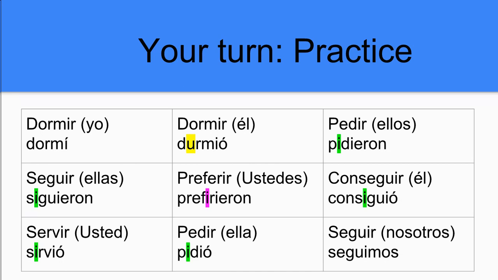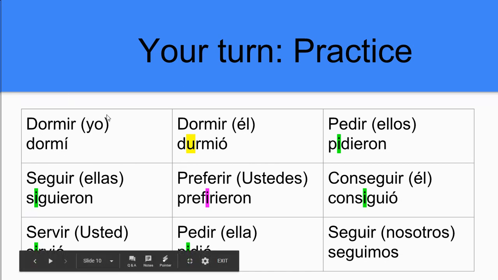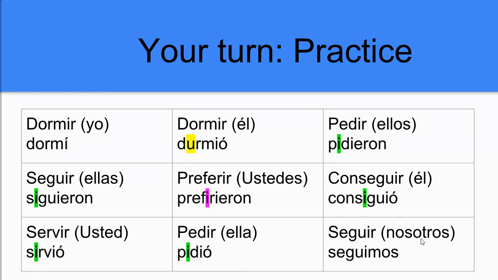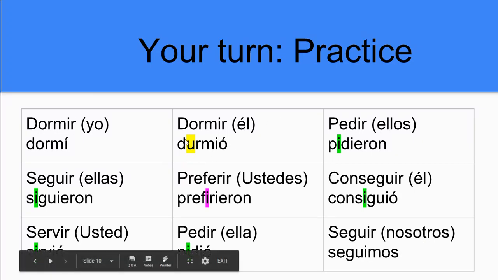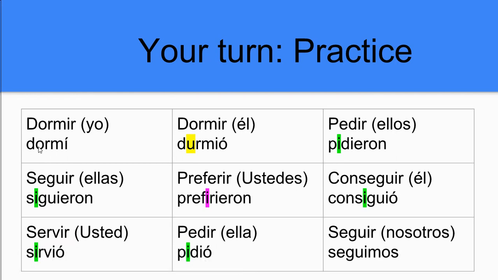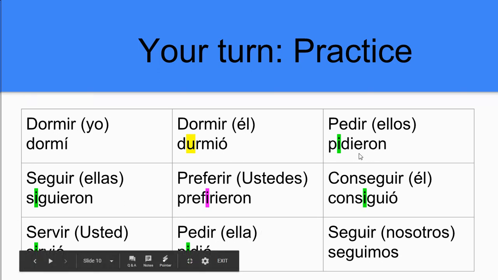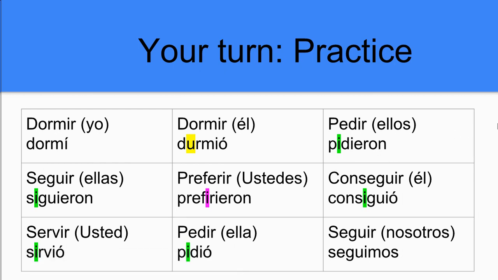Great job. Hopefully you recognize that dormir with the yo and seguir with the nosotros are the only two that did not suffer stem changes because all the rest are in the third person. And we saw our O to U here with the verb dormir, the yo form, dormí, while the él durmió, the O became a U. And we also see the E becoming an I in every form because these are third person singular and plural forms.